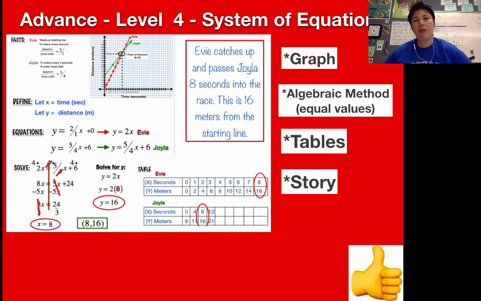So hopefully, if you get an opportunity to do a story problem soon, you'll practice doing this. Can you graph it? Can you do the algebra? Can you make the tables? Can you get all representations in there?